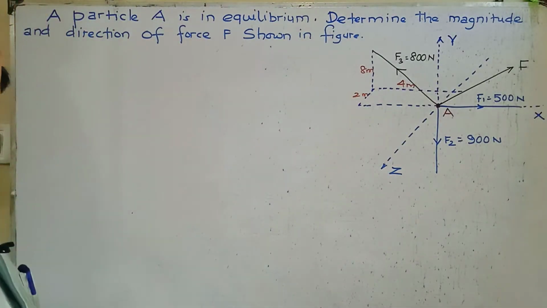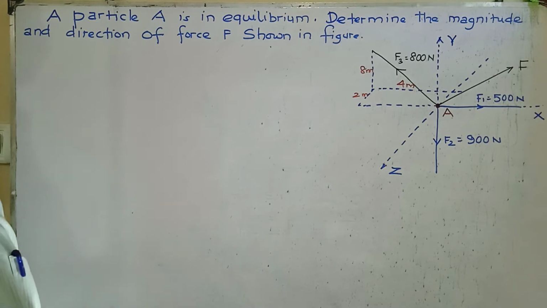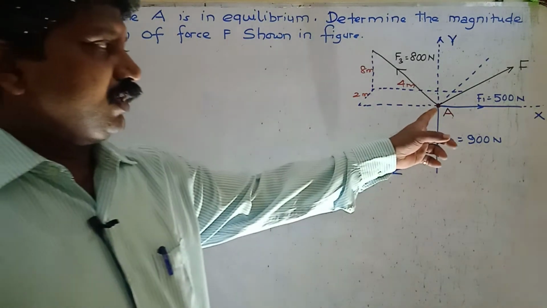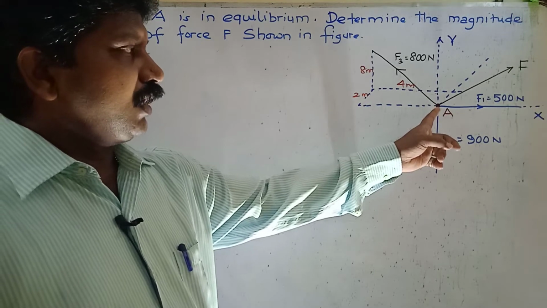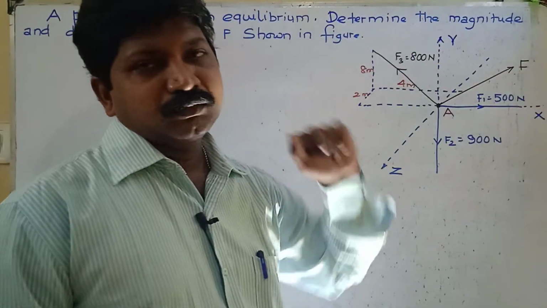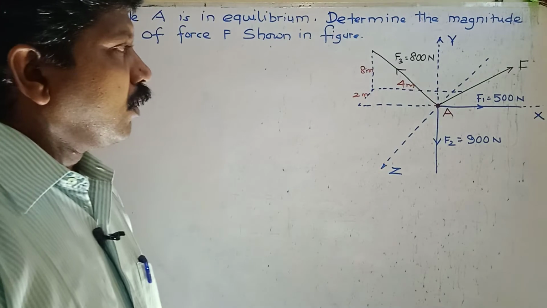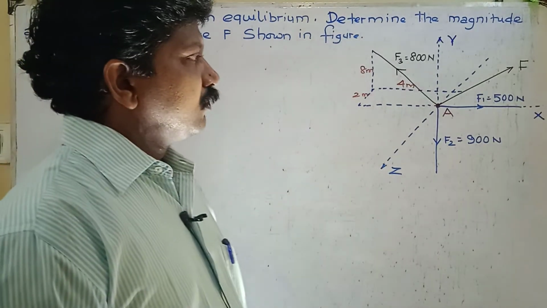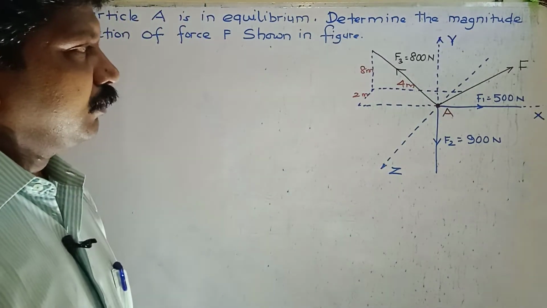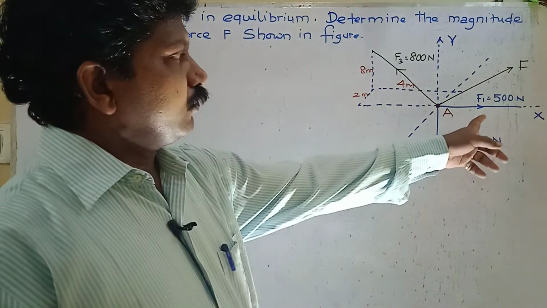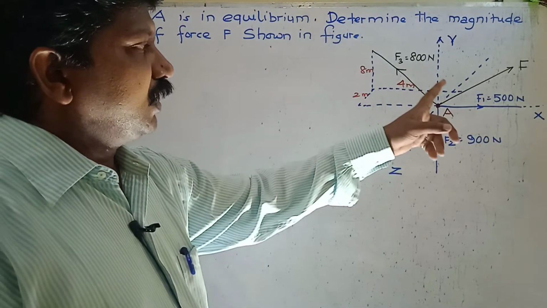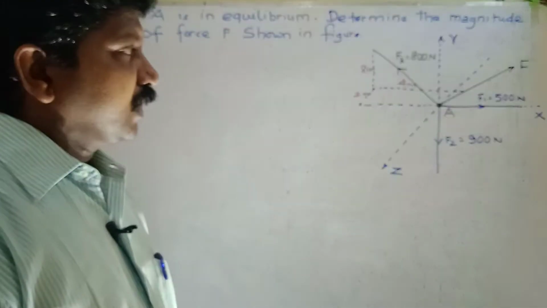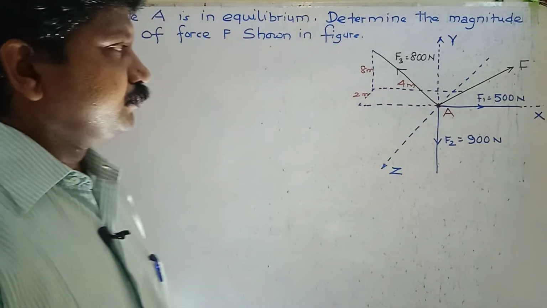Now the given question: a particle A is in equilibrium. Determine the magnitude and direction of force F shown in the figure. That is the question. Different forces are given: F1, F2, F3 and F. Our aim is to find the force F.